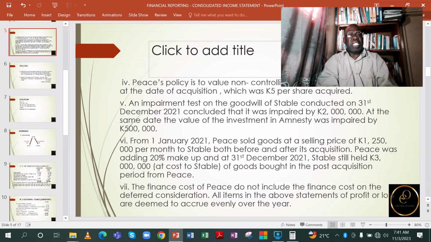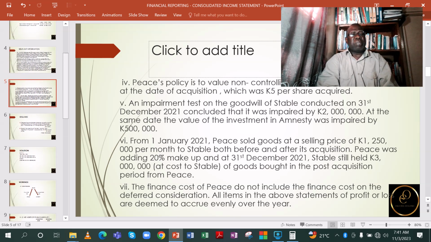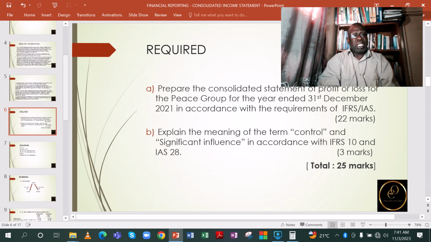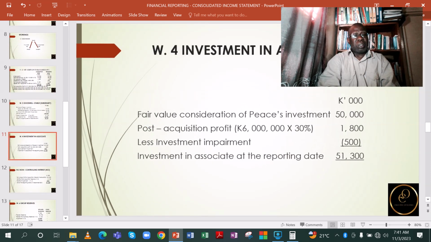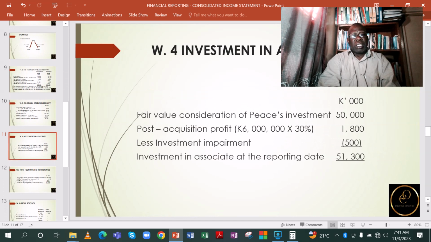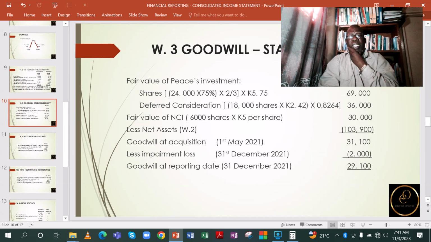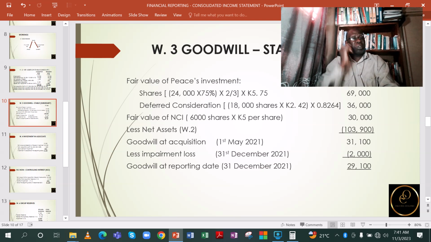What is the deferred consideration? We worked it out as 36 million. Okay, which is here. 18 million shares times 2 kwacha for the tungwe, discounted at the discount factor of 0.8264, we got 36 million.